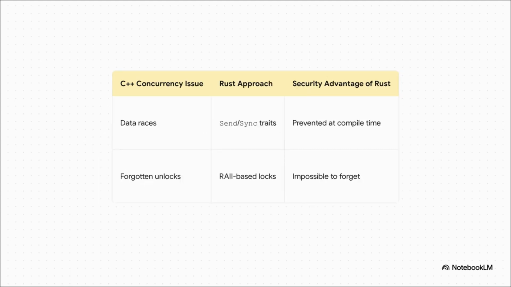And this safety-first mindset goes all the way into concurrency. Writing code that does multiple things at once is famously difficult. And it often leads to these horrible bugs called data races, where different threads step on each other's toes. In C++, you have to manage this manually with locks. In Rust, the compiler uses special markers, Send and Sync, to prove at compile time that your code is safe. It simply will not compile if there's a risk of a data race.